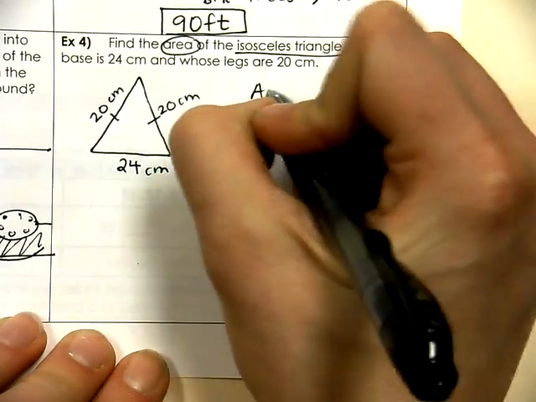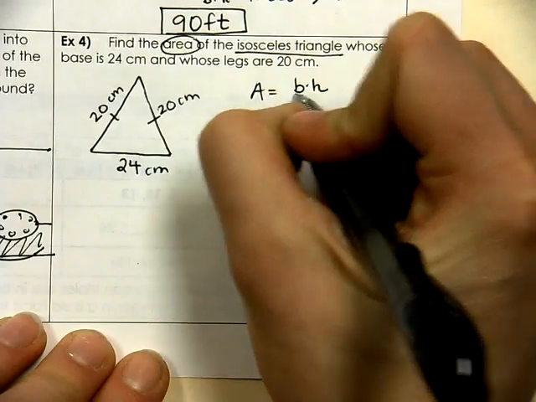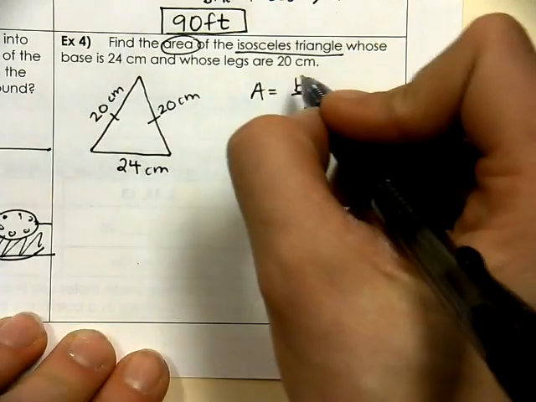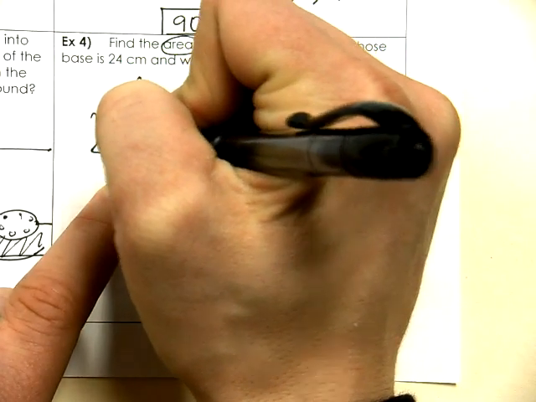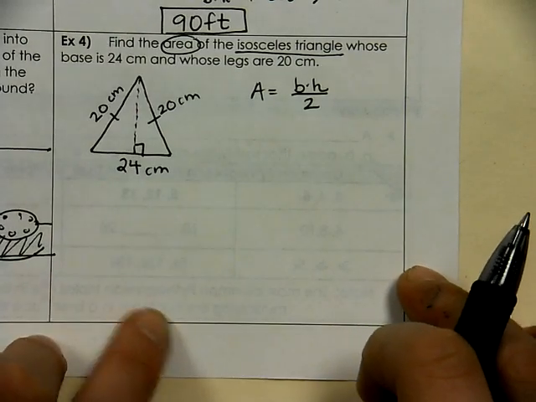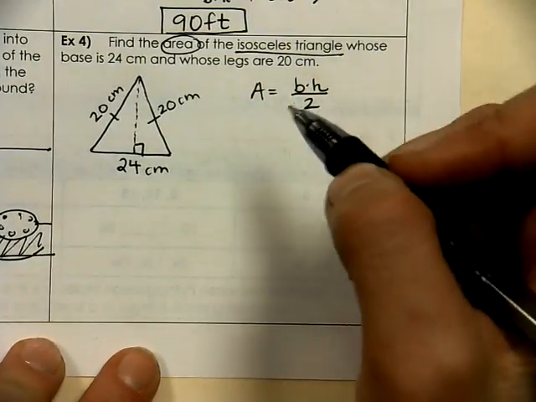I know that area is equal to base times height divided by 2. So I need to know the base and the height. Well, I know the base. The base is 24. I need to know the height, so I'm going to draw this in. The height I know is always perpendicular to the base. So I'm just trying to figure out what that is.